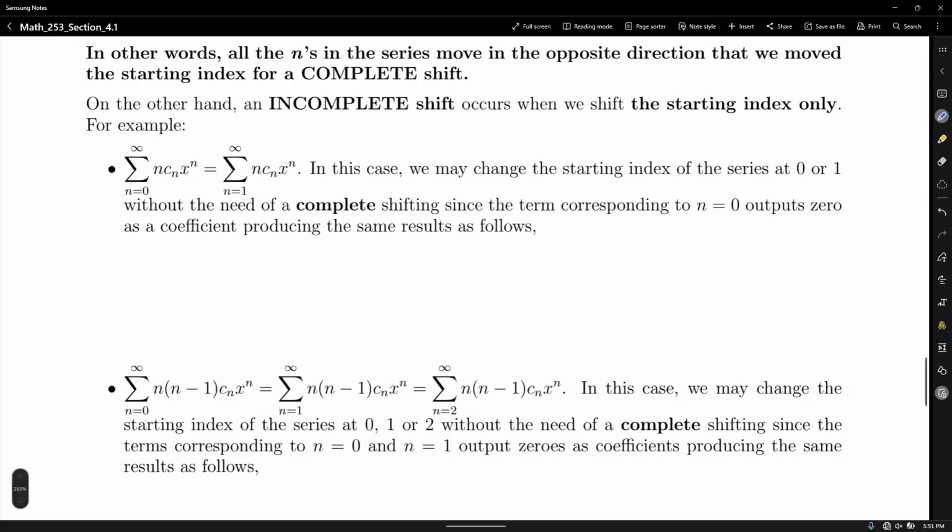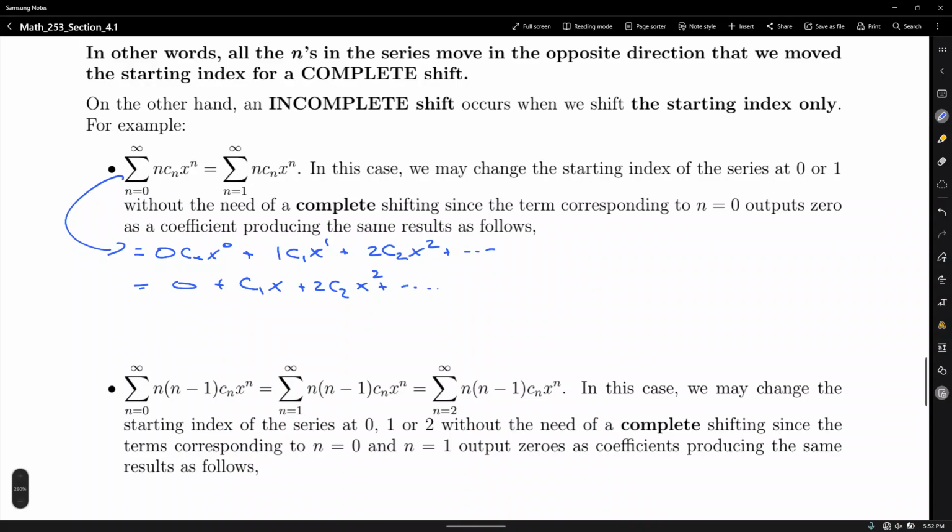So that's why you can change back and forth the starting index between 0 and 1 without doing the complete shifting. Because if I expand this series, for instance, that's 0 times c sub 0 x to the 0, plus 1 times c sub 1 x to the first, plus 2 times c sub 2 x squared, plus etc. What is that going to be equal to? 0 plus c1 x plus 2 c2 x squared plus etc.